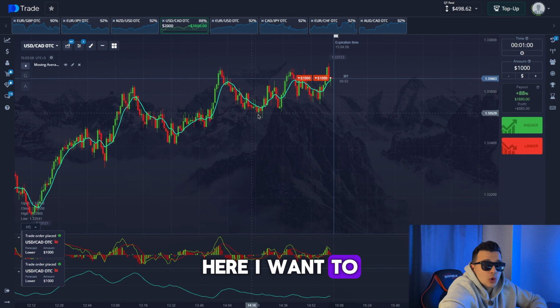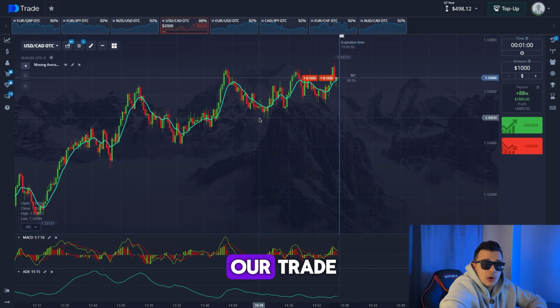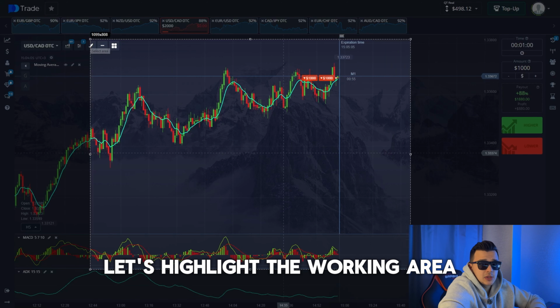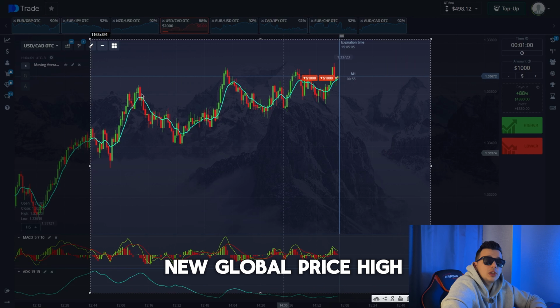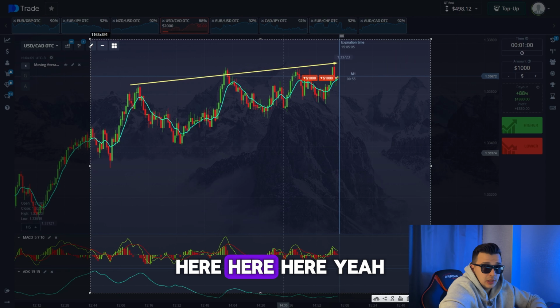And here I want to open against the trend. Here we add technical analysis to our trade. We should have a price pullback here. Let's highlight the working area. The formation of a new global price high is happening here. Next, we have a price pullback and so on. Good volumes are shown on the MACD histogram. So, we will also expect a downward exit in our case.